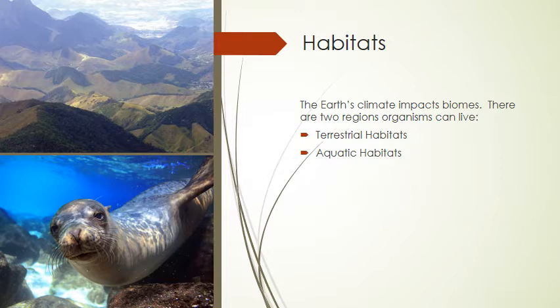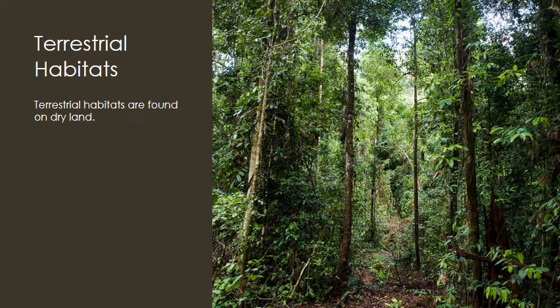Now, there are 2 big biomes that organisms live in, if we're going to separate things out at the large scale. Terrestrial and aquatic. What does it mean to be terrestrial? On land. And aquatic? In the water. So if I was to ask you, what's the difference between terrestrial and aquatic habitats? It's like you know this before we even start. These terrestrial habitats are the ones found on dry land.